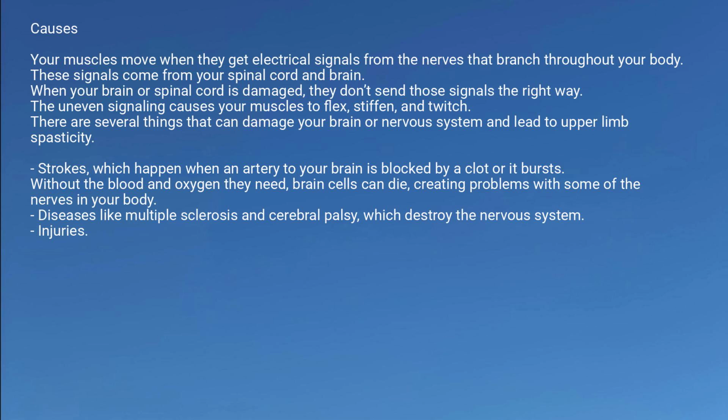There are several things that can damage your brain or nervous system and lead to upper limb spasticity. Strokes, which happen when an artery to your brain is blocked by a clot or it bursts. Without the blood and oxygen they need, brain cells can die, creating problems with some of the nerves in your body. Diseases like multiple sclerosis and cerebral palsy, which destroy the nervous system. Injuries.